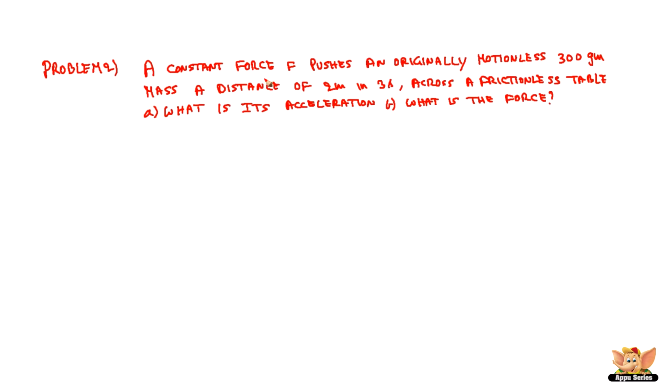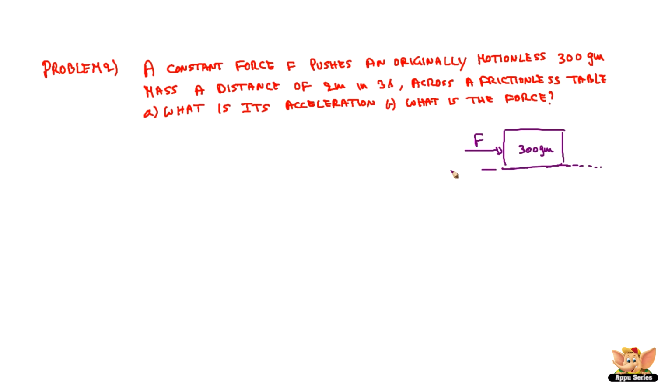A constant force F pushes an originally motionless 300 grams mass a distance of 2 meters in 3 seconds across a frictionless table. Find A, what is its acceleration? And B, what is the force? So, we understand that there is a mass of 300 grams and a force F, a constant force.